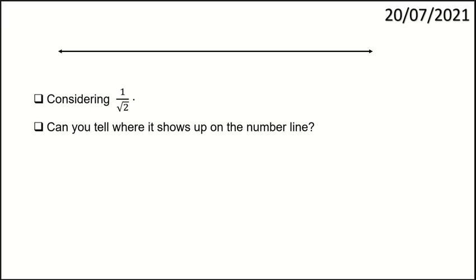Let's say I have got a number line marked on it with 0, 1, 2, where between 0 and 1 I have marked 3 points which are equal apart. That means I have divided 0 and 1 into 4 equal parts. Similarly, 1 and 2 is divided into 4 equal parts, and so on. Now, can you show where this 1 by root 2 will be on this number line?